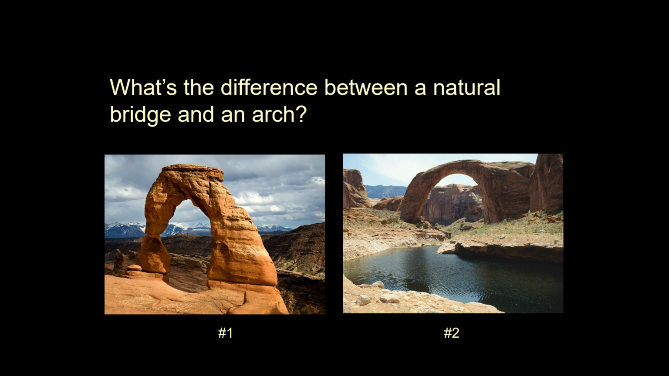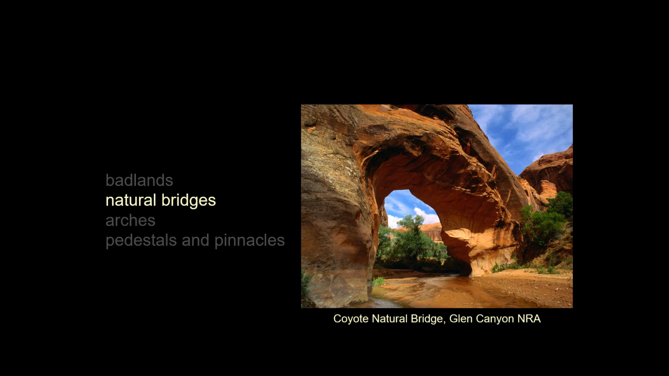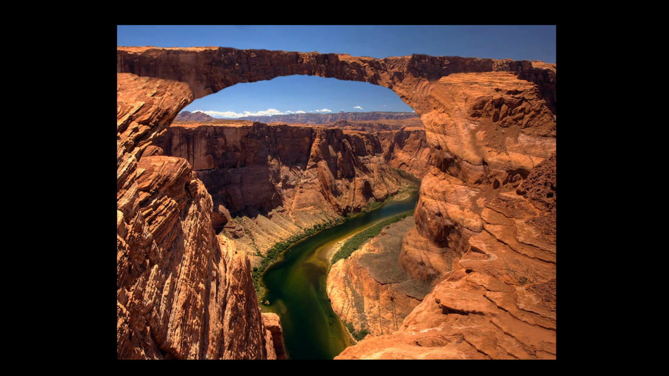A natural bridge is always formed by a fluvial process, by water, whereas an arch is formed by just weathering. So the image at the left is the iconic image of Delicate Arch, one of the most famous arches in Arches National Park in Utah. This is formed mostly, or really exclusively, by weathering. Whereas this Rainbow Arch shown in the right image, also a National Park Service site in Arizona, was formed by water. So here's a natural bridge, Coyote Natural Bridge, Glen Canyon National Recreation Area, and another one. And you can see again, water is responsible.